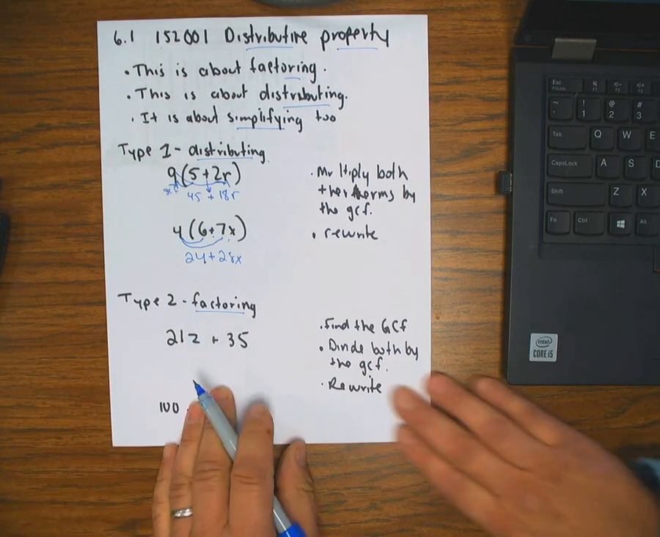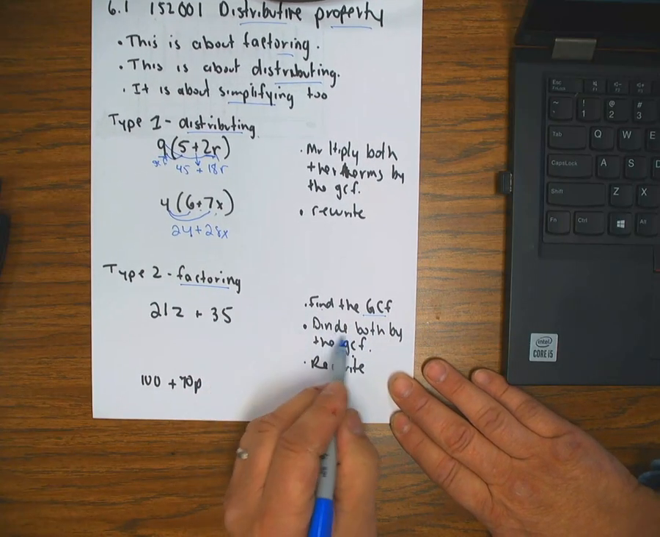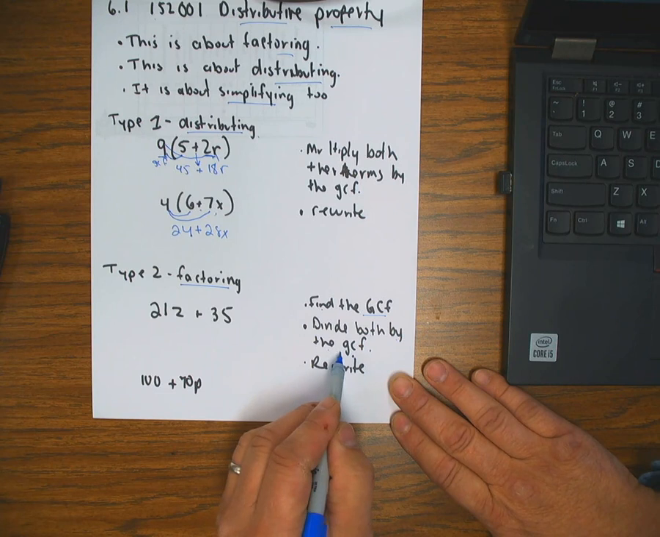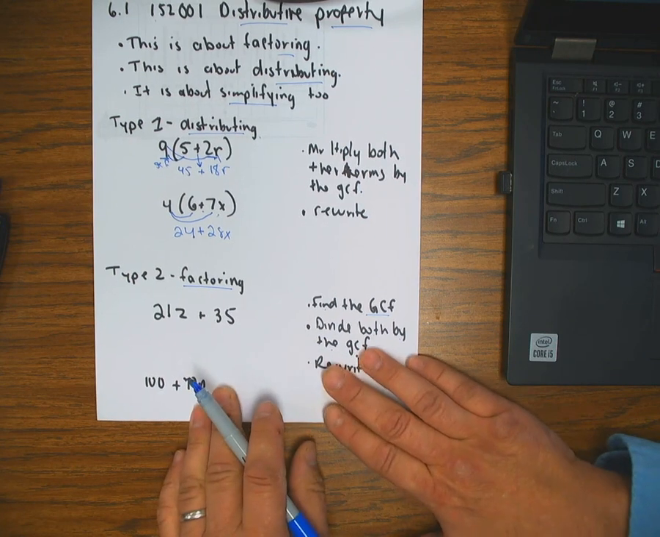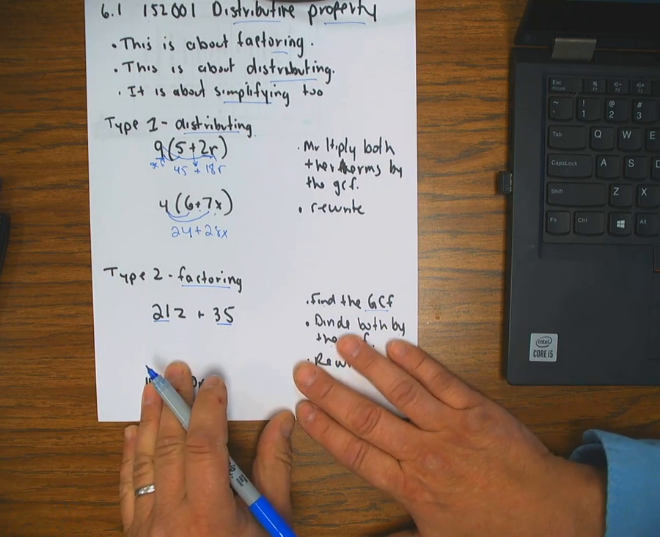The other one is factoring out. So this involves a little more work. You have to find the GCF. You have to divide both terms by the GCF, and then you rewrite it. So finding the GCF is a whole skill of its own. You can go through that process to find the GCF.